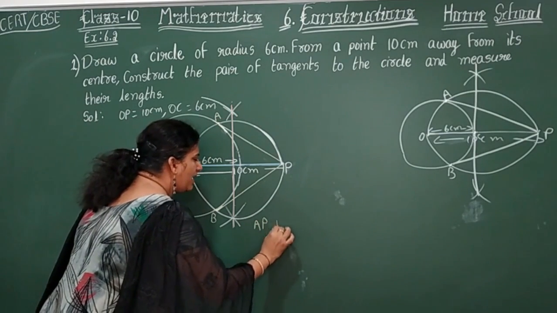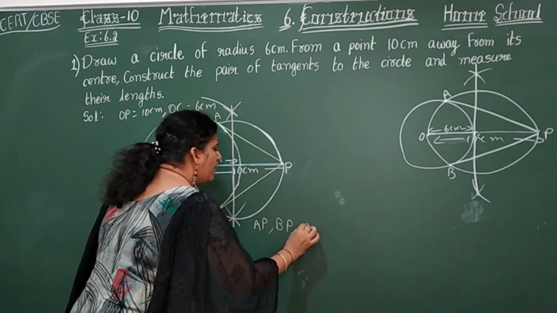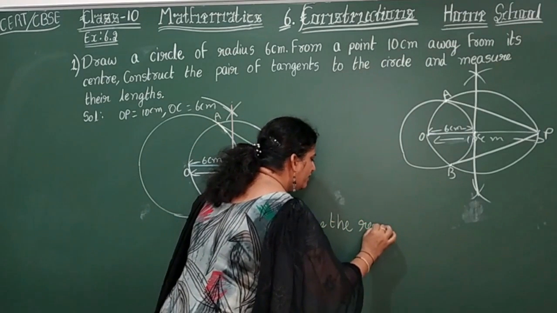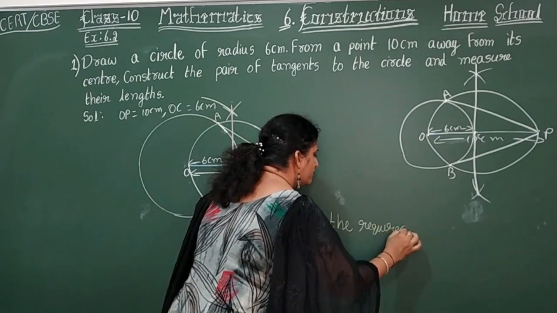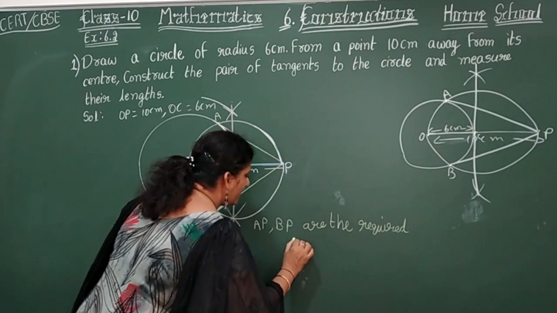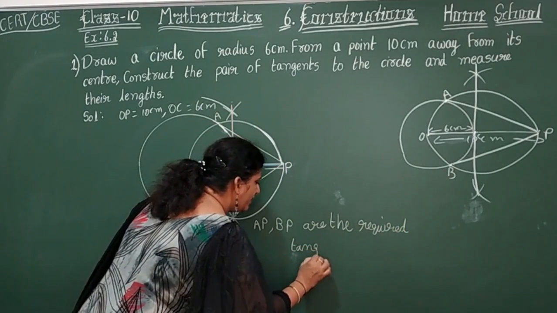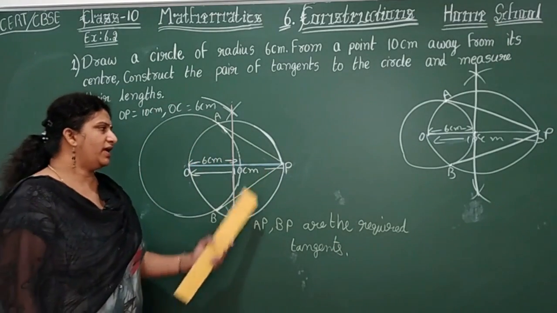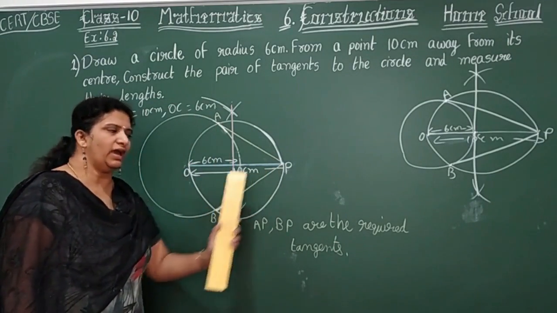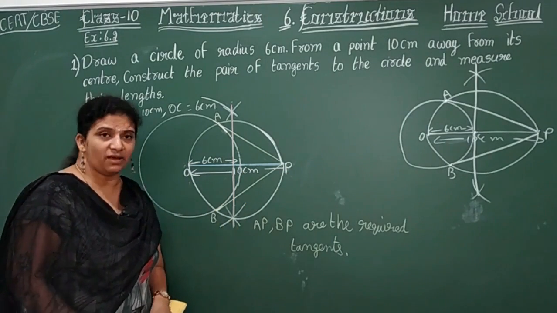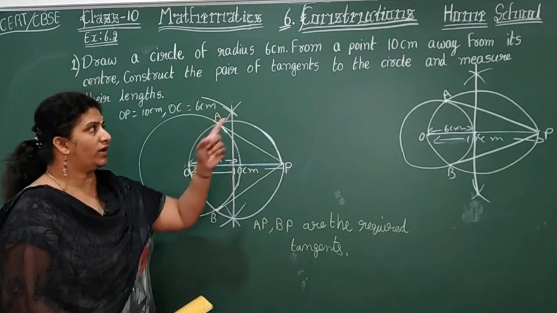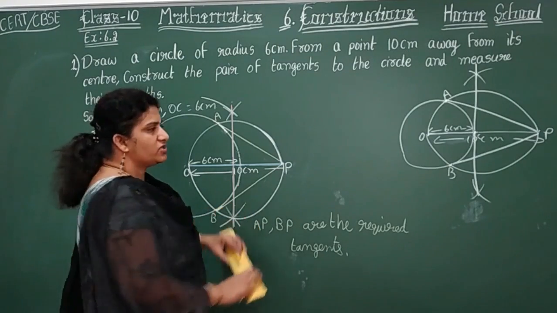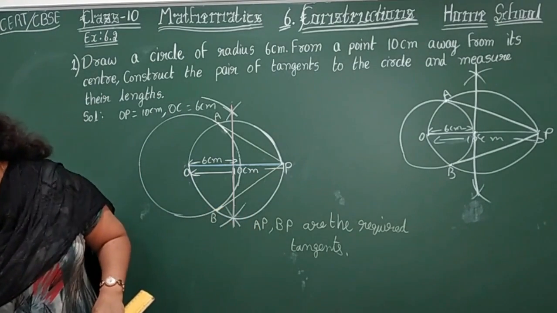AP and BP are the required tangents. Is our problem completed? No. What did they ask there? Measure their lengths. So let's start measuring here.